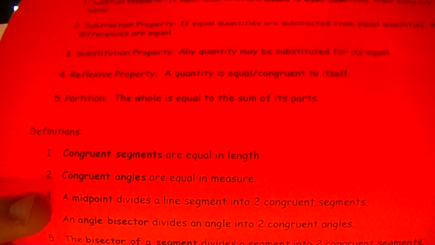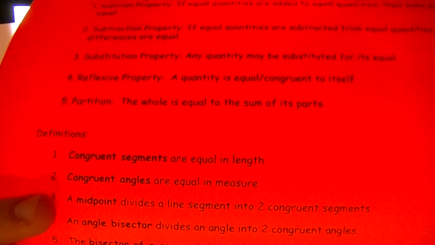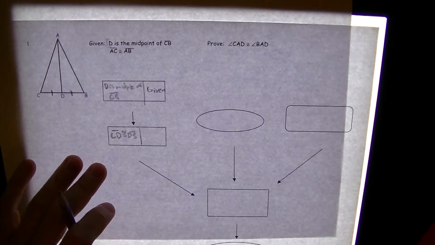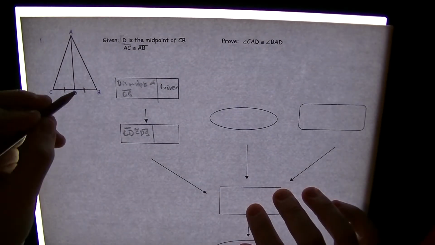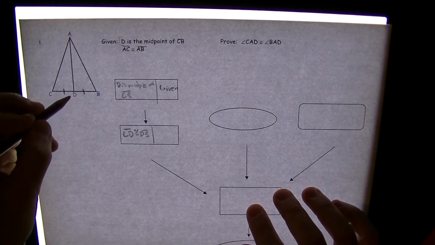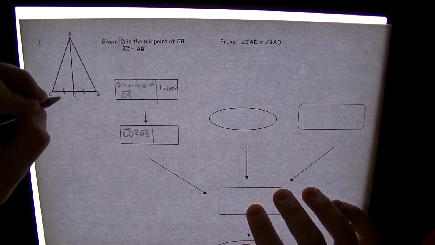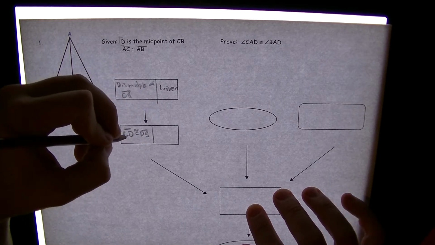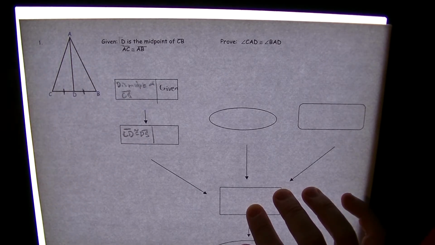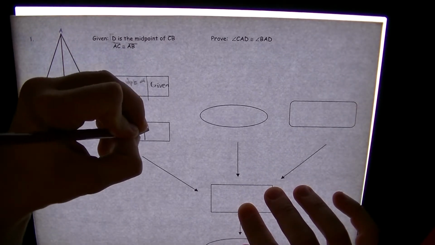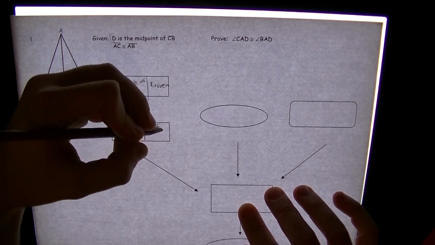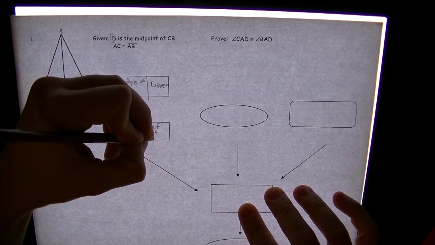A midpoint divides a line segment into two congruent segments. Well, that's exactly what we had here, is that I have D is my midpoint, and it's cutting into two congruent segments. So I can just say the reason I'm allowed to say that CD is congruent to DB is by the definition of a midpoint.